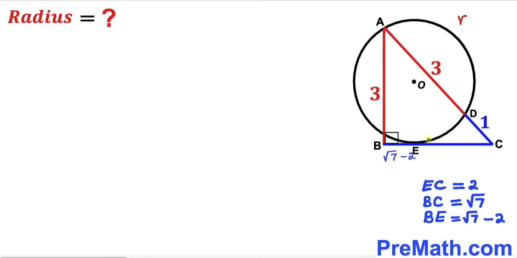And here's our next step. I am going to connect this center O with this point of tangent E, as you can see in this next step. And now we know that this OE is our radius lowercase r.